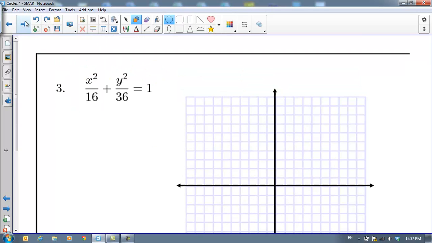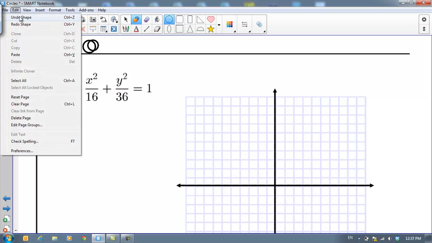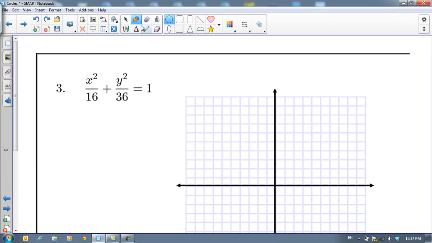Not very difficult. Now an ellipse always has to have x squared over a squared. Oh, let's go back to writing. Sorry about that. Edit, undo shape, undo shape. Let's go back to our little writing here. Yes, that's what I needed.